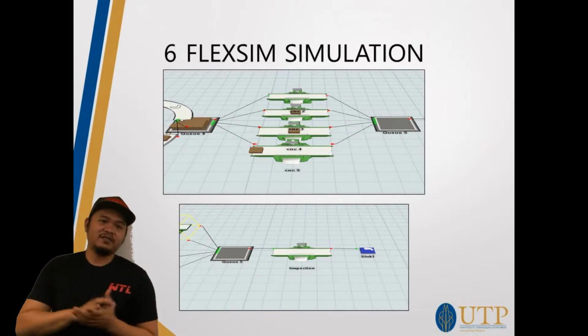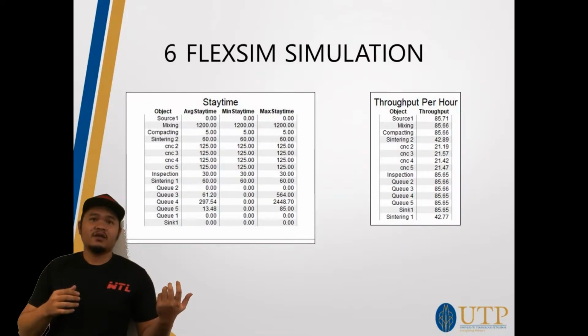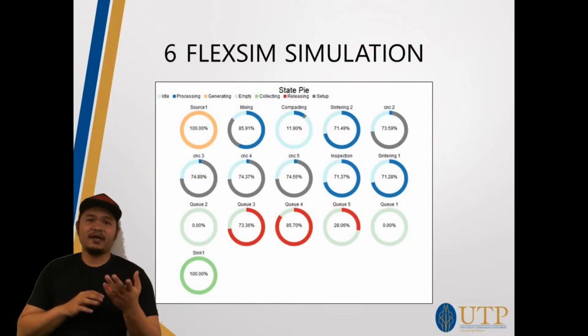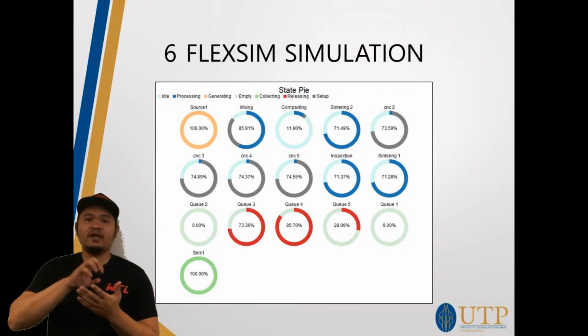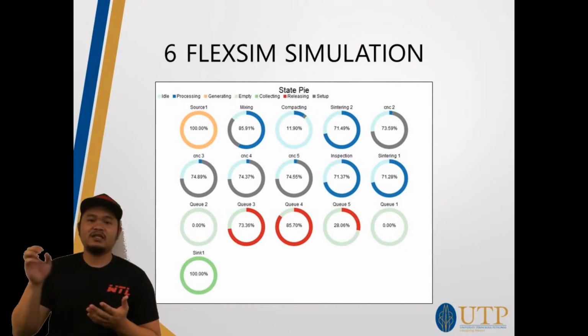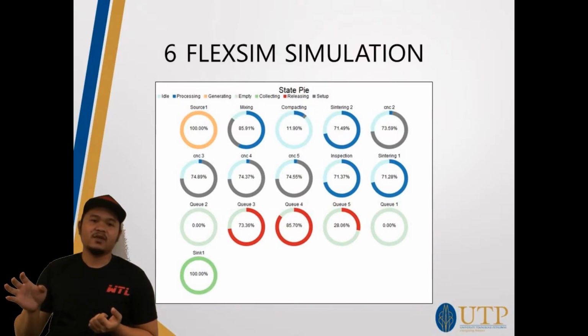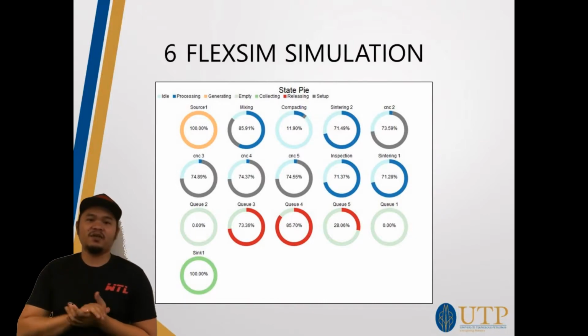So from the simulation, what we get is the stay time result and the throughput result per hour. From there we get the calculation of how many flanges can be produced. From the simulation we get 57,000 flanges per month, which is more than the required number, which is 50,000. Okay, that's all from me. Thank you. Then I pass it to my colleague.